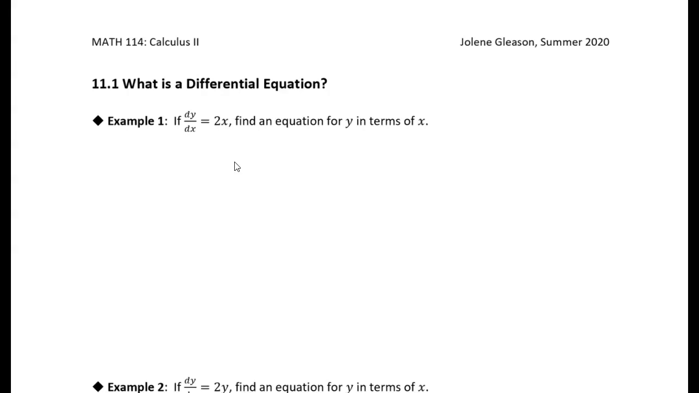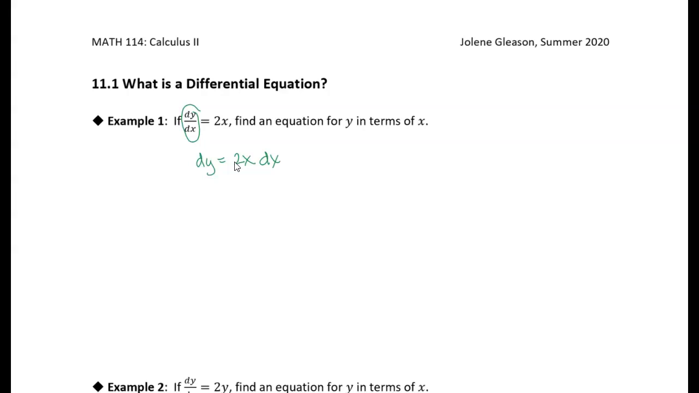We're trying to find a value of y where the derivative is 2x. That's basically saying that we need the antiderivative, right? And you know how to find the antiderivative of a function by integrating. So I'm going to show you a little bit of a trick. We can take dy/dx and write it this way: dy is equal to 2x dx.